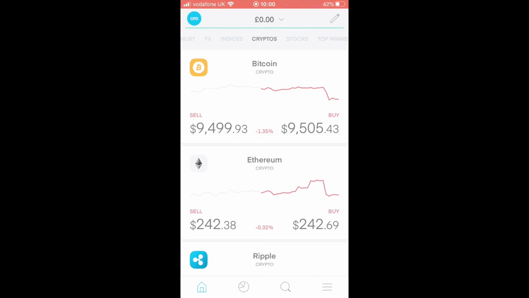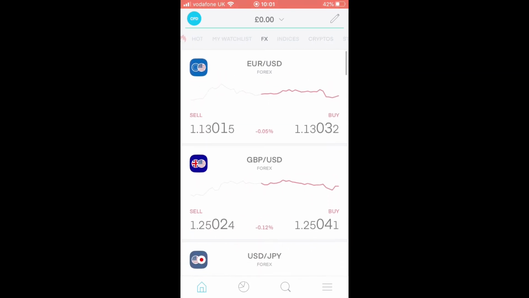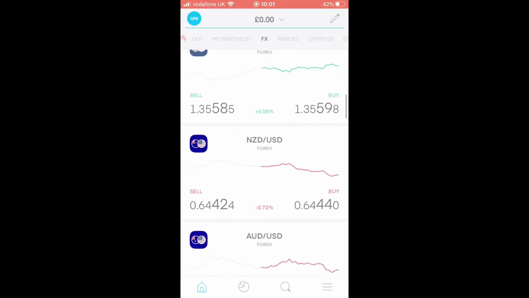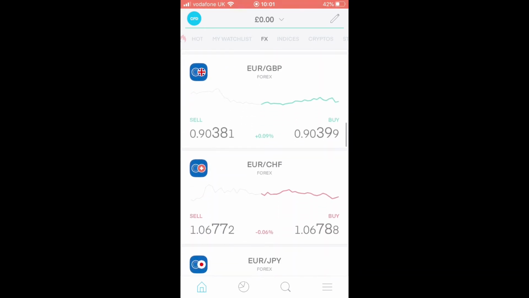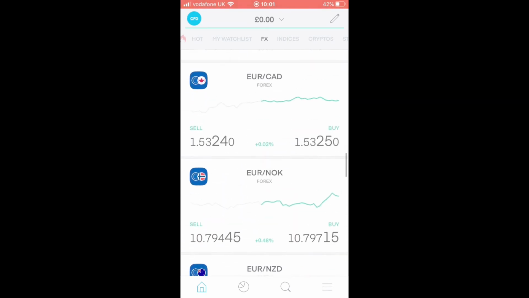If we take a look back to the Trading 212 platform, you can see there's lots of different FX markets you can trade. You can trade the euro to US dollar, Great British pound to US dollar. Most of them are derived from the US dollar in some way, shape or form. Obviously down towards the end you've got euro dependent ones, but they mostly revolve around the US dollar.